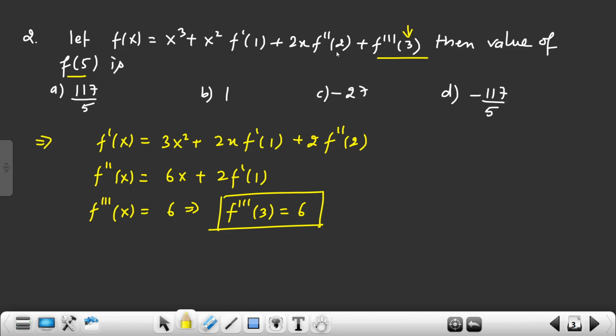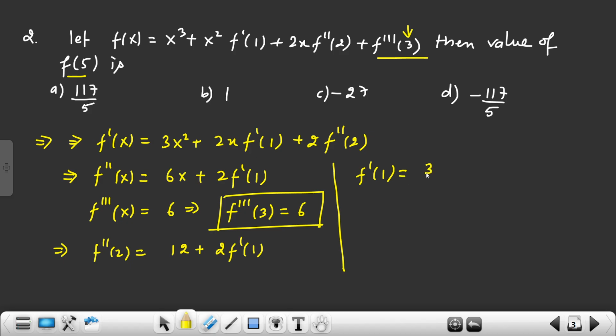Now f double dash 2 is how much? 12 plus 2 f dash 1. Right? 12 plus 2 f dash 1. Now simply I can put the values in this equation. Let's put 1 here, so I get f dash 1 equals 3 plus 2 f dash 1 plus 2 f double dash 2.